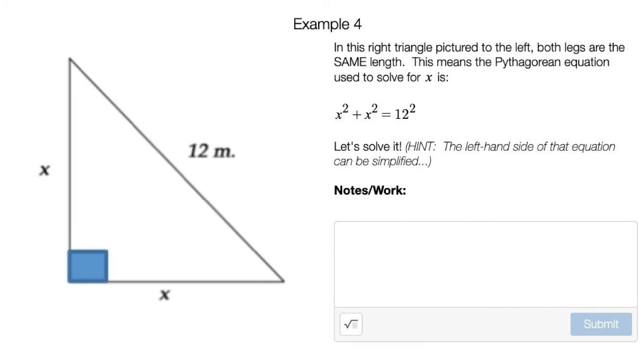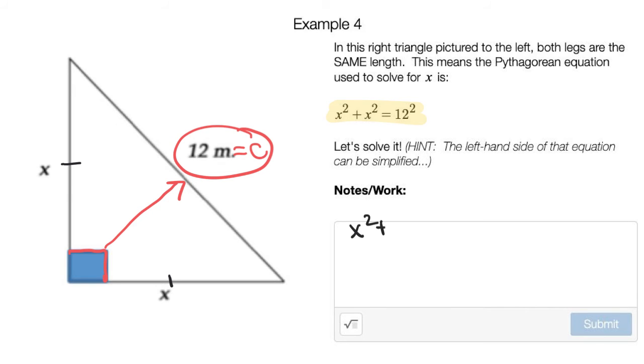This problem's a little bit different, and you'll see I actually gave you the setup from the start. So this is an example of an isosceles right triangle. Isosceles, remember, just means that the two legs are equal. And in this particular problem, the legs are my unknowns. So I know 12 is my hypotenuse, and will go by itself. My legs are both the x's. So I get that x squared plus x squared equals 12 squared setup.